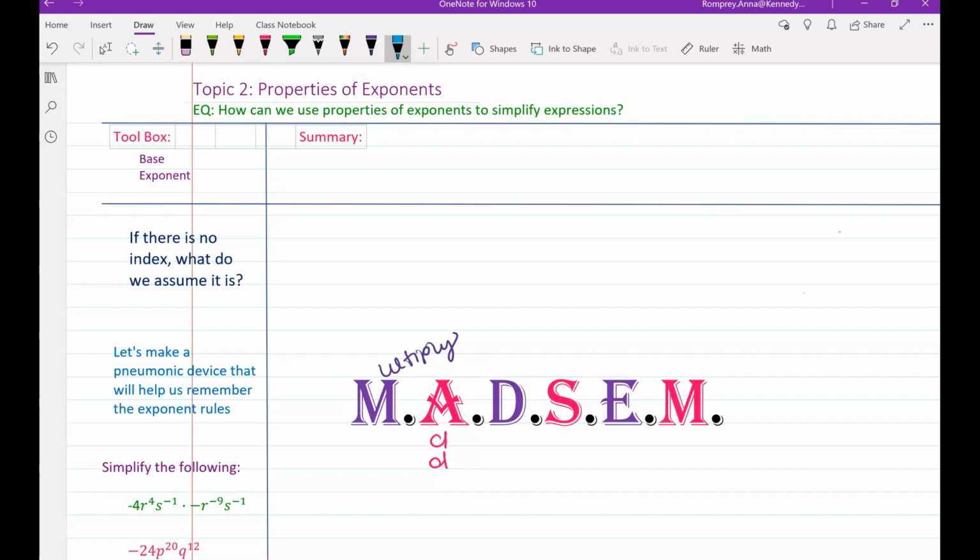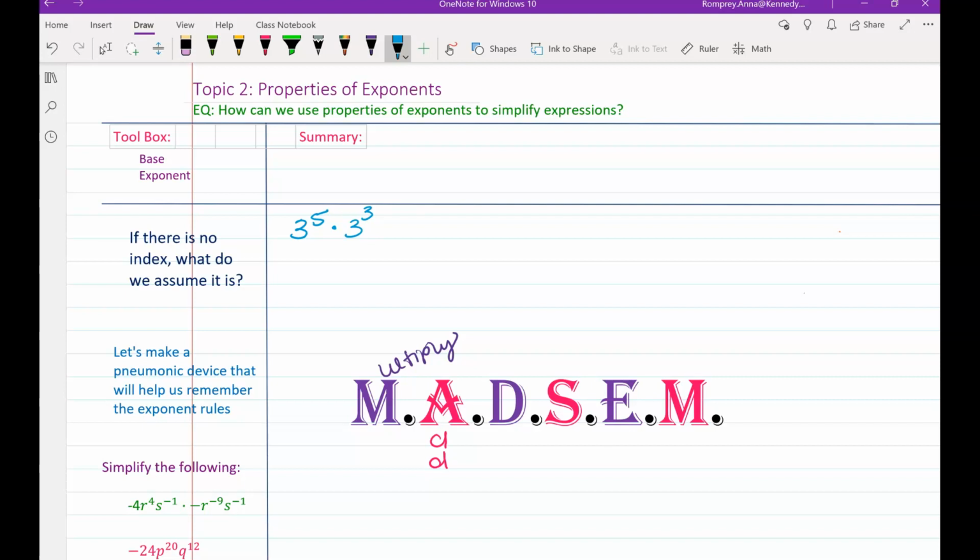So I'm going to make up a multiplying example. I'm just going to pick a number, let's say 3. So 3 to the 5th times 3 cubed. Now, notice both of these have a base of 3. That's what's going to allow us to use our exponent rule, so that's the most important thing. They must have the same base.